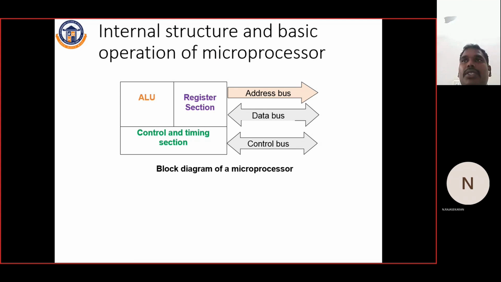Internal structure and the basic operations of the microprocessor. The microprocessor contains the ALU, arithmetic logic unit, the register section, the control and timing section, and so on. We have a variety of buses. The address bus tells where your data is going to be stored; the memory location is identified from the address bus. And the data bus carries the information we are going to transfer from one processor to another. It is bidirectional: in both directions, you can get the information. And also the control bus, the control and timing section, is one of the blocks in the microprocessor block diagram.